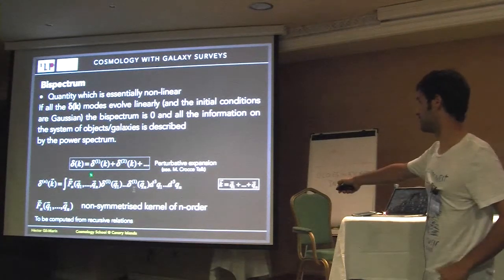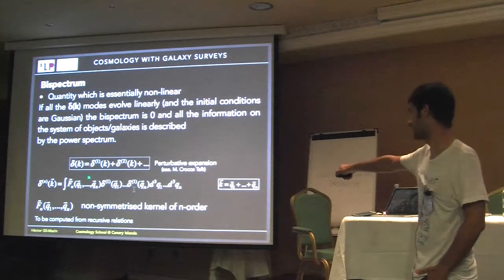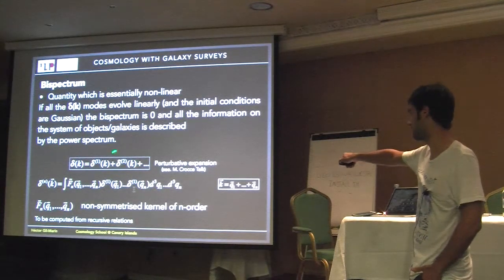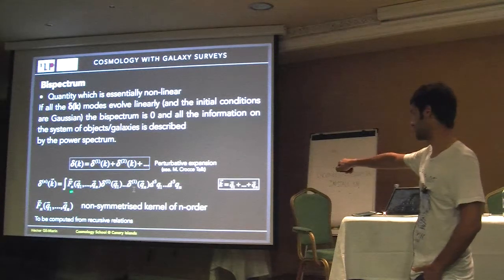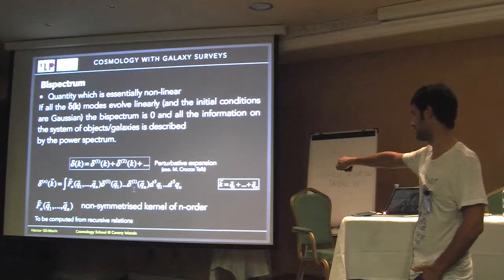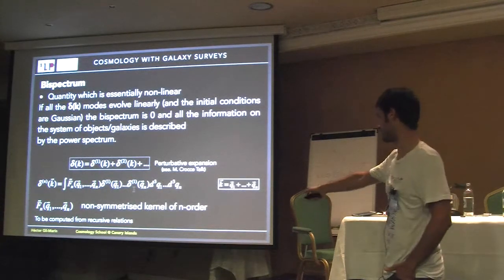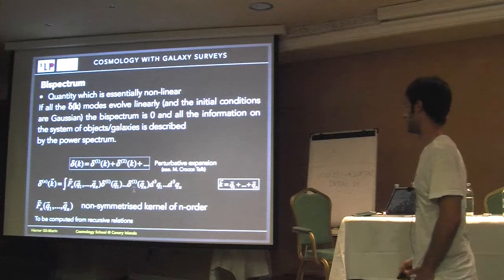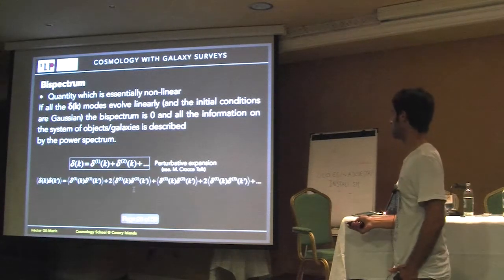So you can write your non-linear dark matter field as a linear dark matter field plus corrections, and these corrections were given by this function with this kernel and these linear delta fields here. And this kernel is the non-symmetric kernel that can be computed from recursive relations.